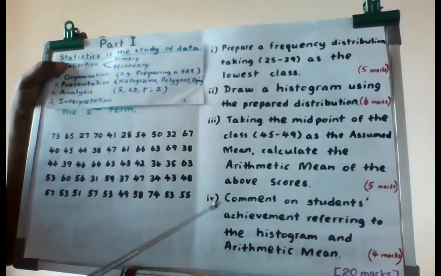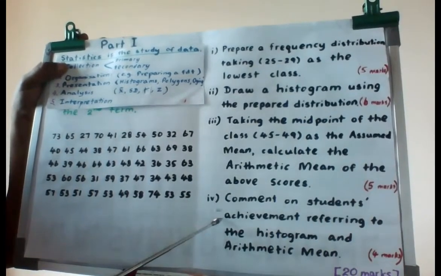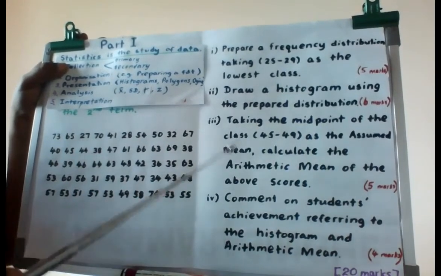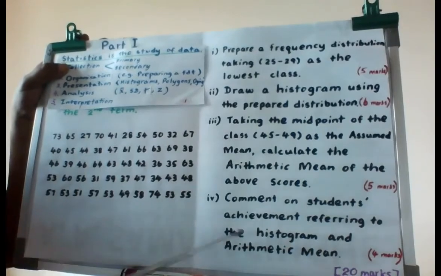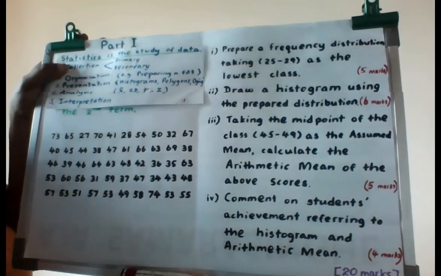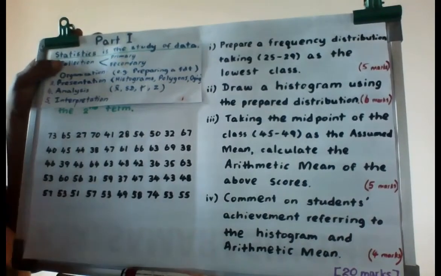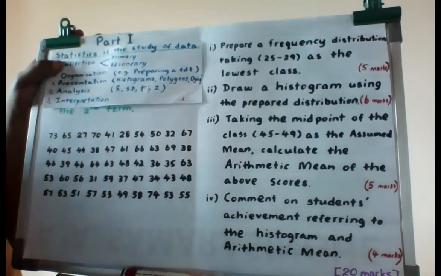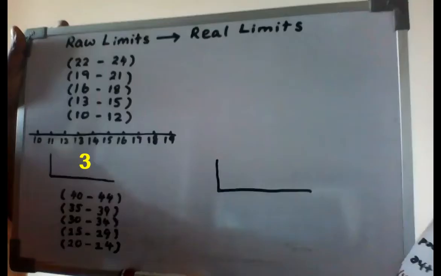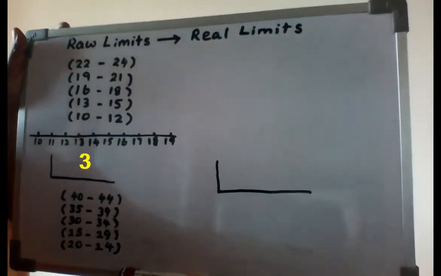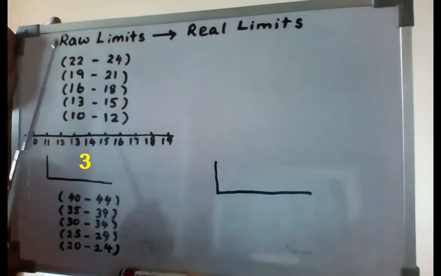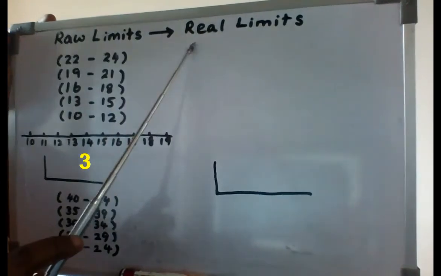You have to interpret your findings, predict your findings using these findings. That's the format of the paper, right? Actually the format of the first question. Now today we are going to learn how to convert row limits into real limits.